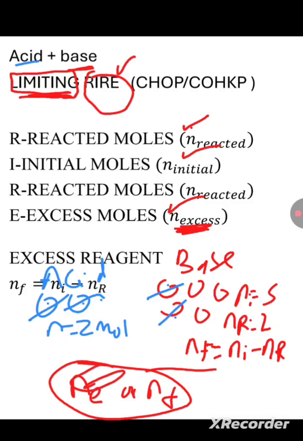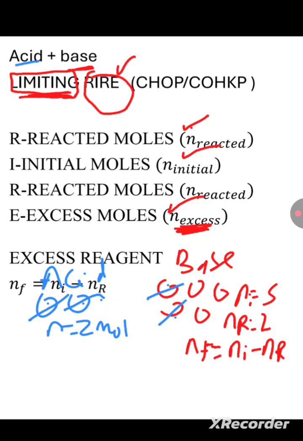Now let's check the final number of moles, which is 3 moles in this case. So we're going to have the final number of moles as 3. This 3 moles will be the one that will determine the pH of the solution, because we want to know what the final pH is. What is the pH of the final solution?